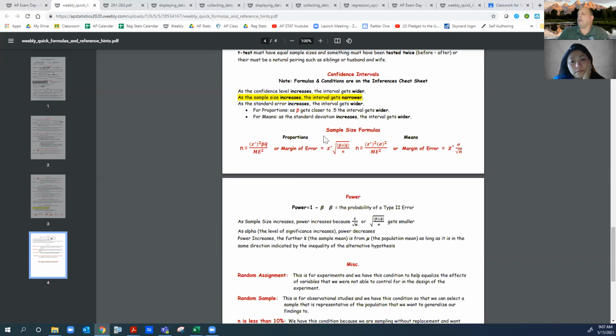Someone put in the chat, and I'm not sure if this answers the question, but this is the way you determine sample size. I like to find sample size by working the confidence interval formula backwards. Otherwise, you get to memorize this, because basically this is the margin of error of a confidence interval. So all I'm missing is a p hat, and we can talk about that in a little bit.